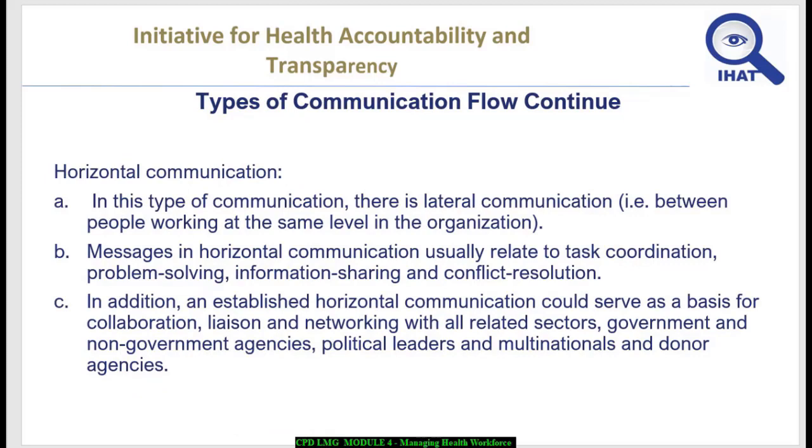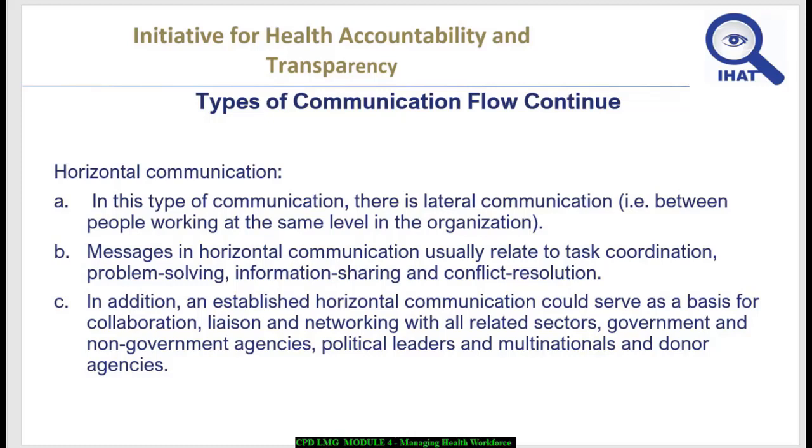There is also horizontal communication. In this type of communication, there is lateral communication between people working at the same level in the organization: a director with a director, a consultant with a consultant, a resident doctor with a resident doctor. Messages in horizontal communication usually relate to task coordination, problem solving, information sharing, and conflict resolution.